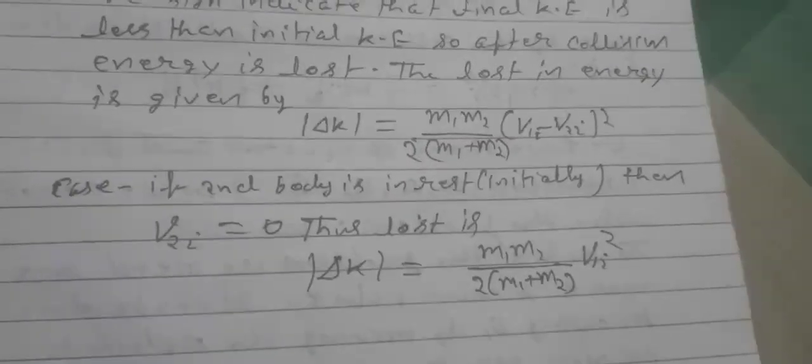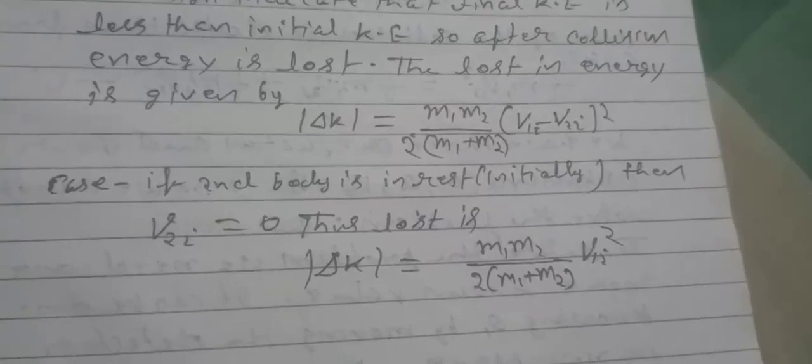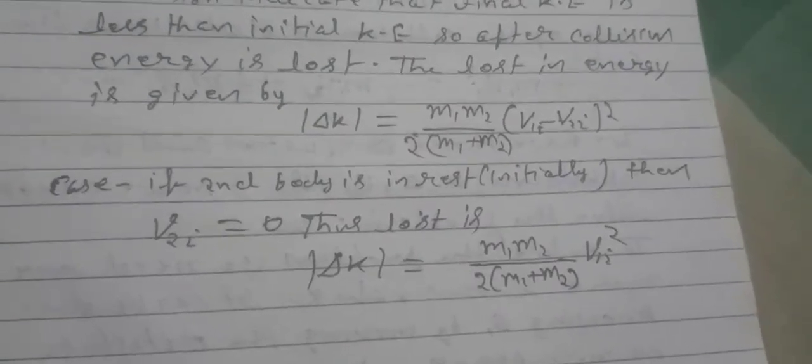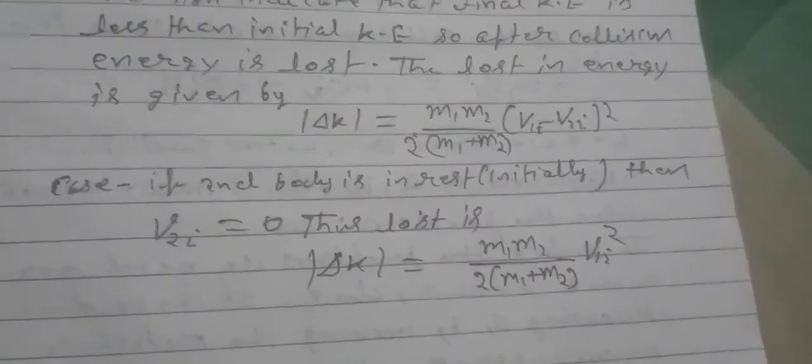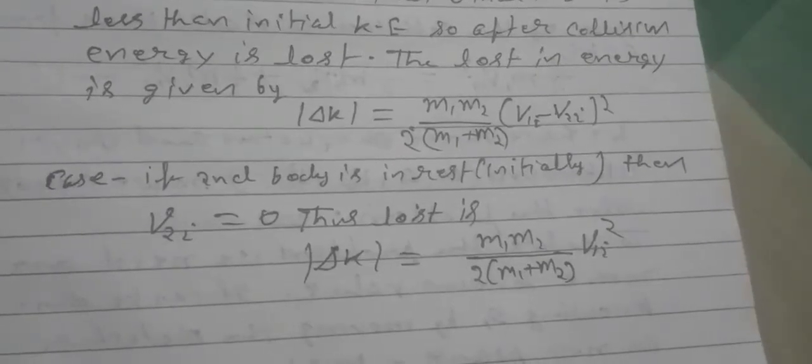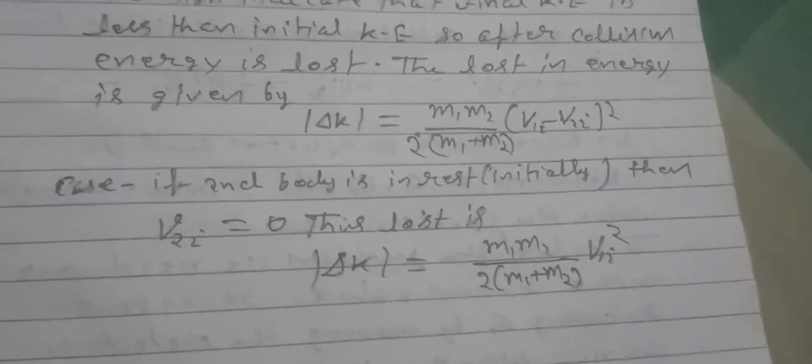Case 2: if the second body is at rest initially, then v2I equals 0. Thus the loss is mod of delta K equals m1 m2 by 2 (m1 plus m2) into v1I square.